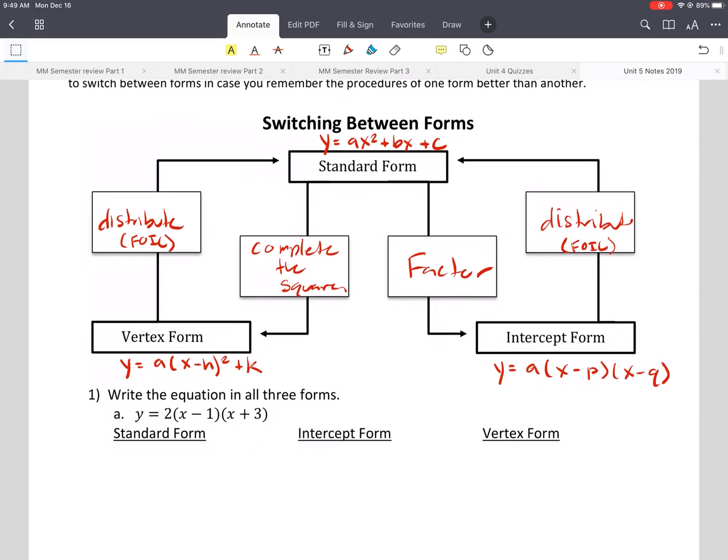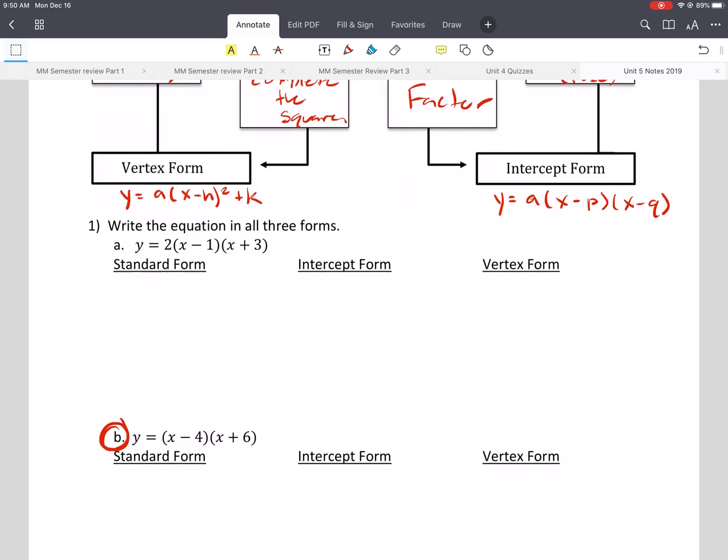If you want to go from standard form to vertex form, you need to complete the square. We don't solve by completing the square, we just put it into that form by completing the square. And we'll talk about that. And then vertex form back to standard, all you have to do is distribute. Okay, so let's do some examples.